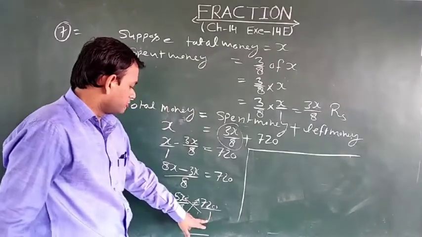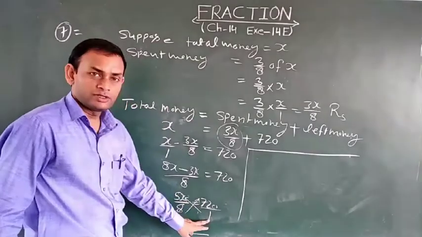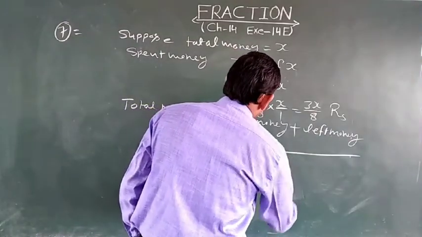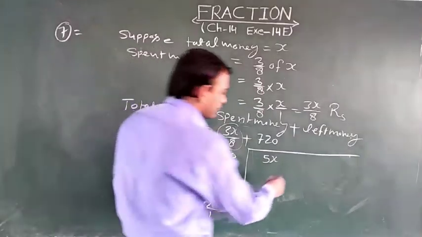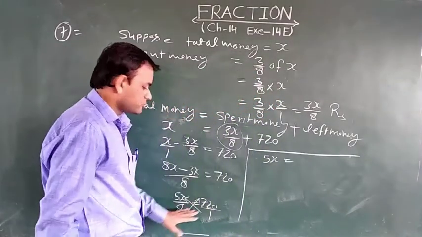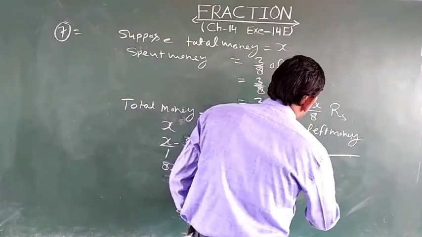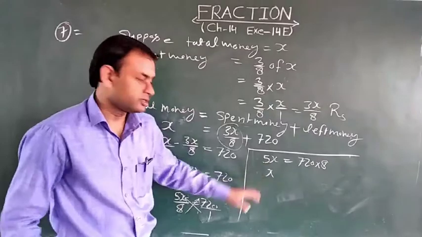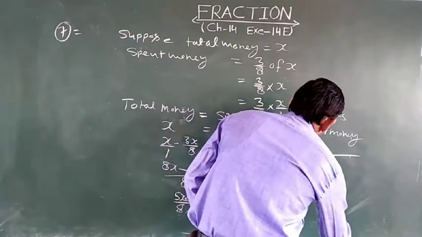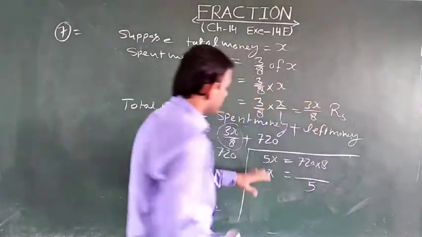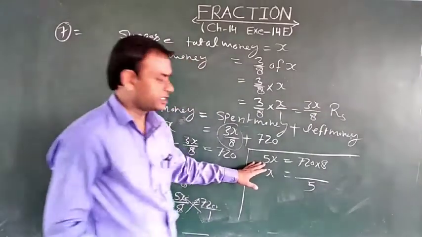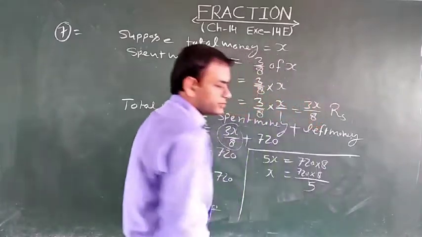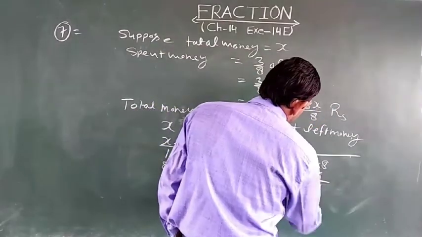Means you will multiply 5 into x by 1 and 720 by 8. So you will get the 5x. When you multiply the 5x by the 1, you will get the 5x and 720 into 8. 720 multiplied by 8. Now here the 5x is there. Now we will just bring the 5 as a denominator because here it is in multiplication with the variable. So 720 into 8 by 5 will be this. We will just cut this.